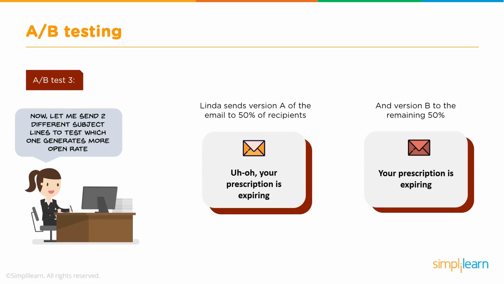Another example here. Version A again gets 50% with the subject line, uh-oh, your prescription is expiring. Version B, your prescription is expiring. You folks listening to this webinar right now, wonder which one you think will perform. Go ahead and put your comments right below this video. I'm curious what version of the subject line you would open.